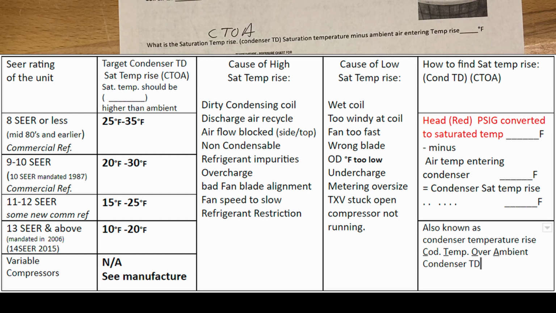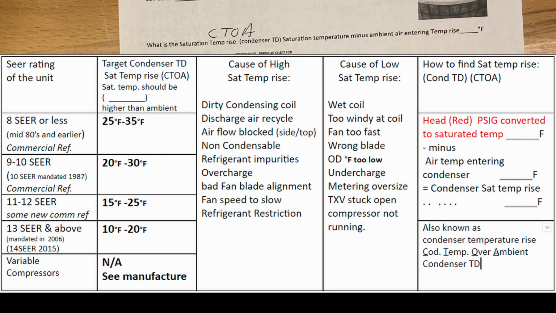So as we bring that saturated temperature down, that's less pressure we need to work with, and they offset that by a larger condensing coil that transferred heat better. Second law of thermodynamics. They also used more airflow. Now we end up with 13 SEER and above. This was mandated in 2006. Also 14 SEER is mandated in 2015.